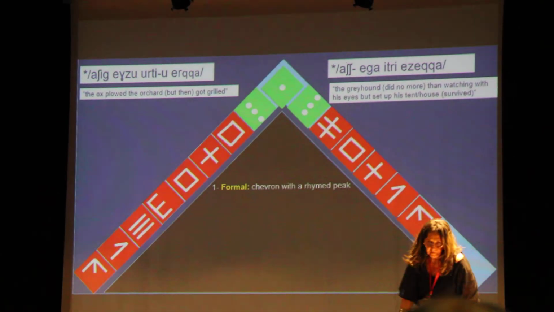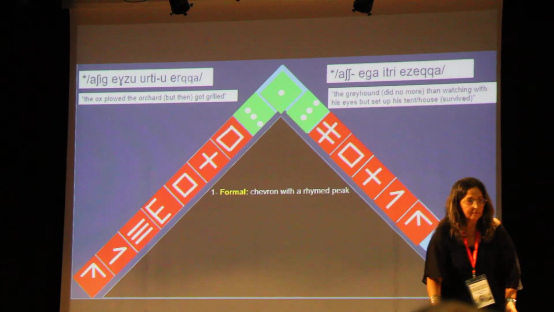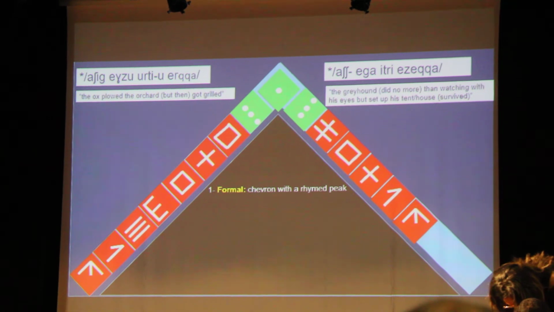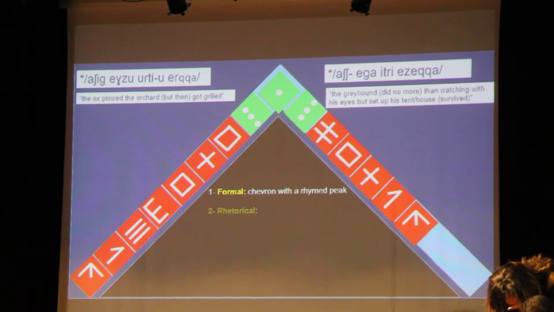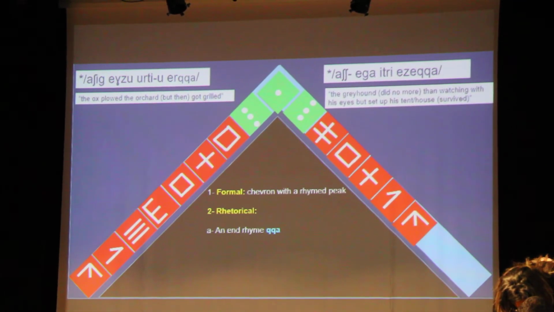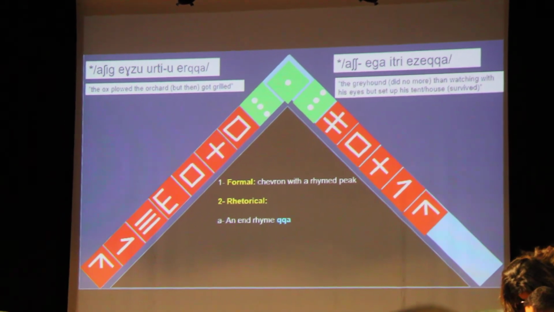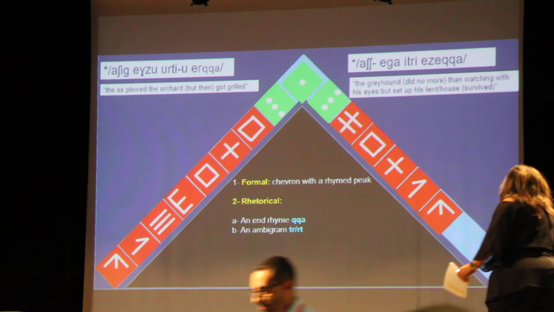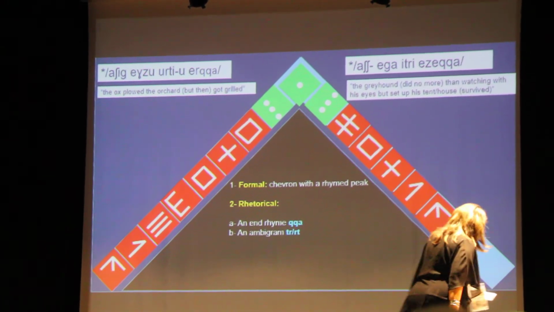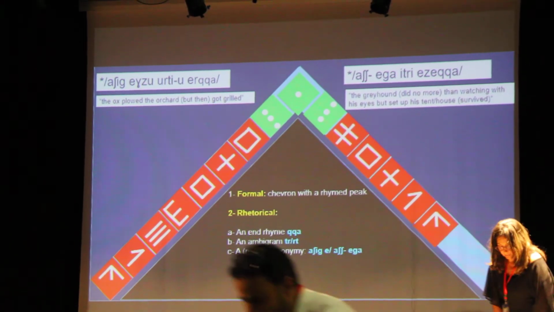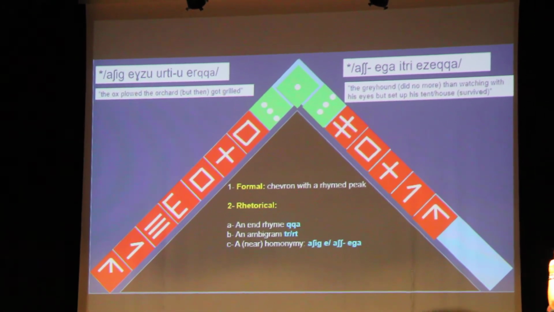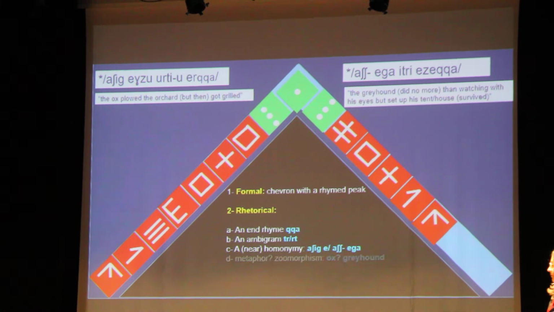My conclusion is the following. This inscription shows all the characteristics of a Dagon, namely that it's a chevron with a rhymed peak. Number two, it shows rhetorical devices, namely a rhyme, and it shows an ambigram which is te, ra, and ra, te. It shows a near homonymy, a shiga, esh, iga, so it's a homonymy.